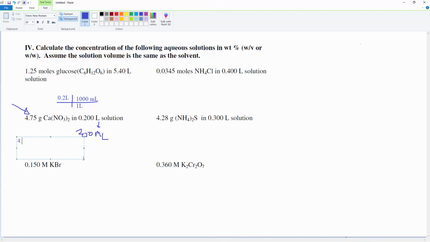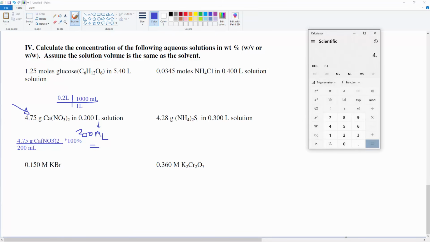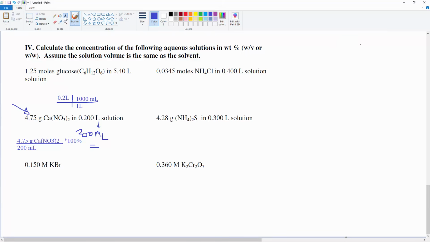You say, I've got to put grams on top, so 4.75 grams Ca(NO3)2, and on the bottom, milliliters, 200 milliliters. And then when I'm done with all of that, I'm going to multiply by 100 to make it a percent. And that all comes out to be 2.375%.